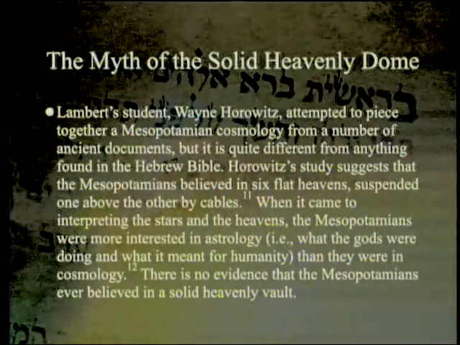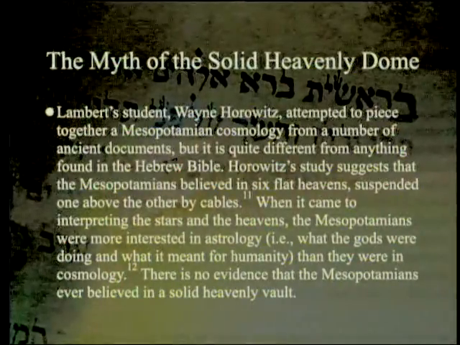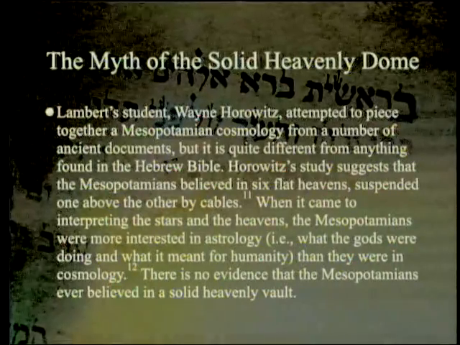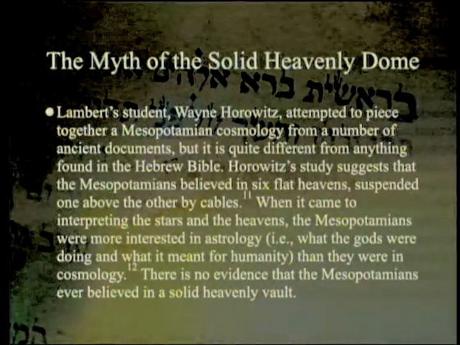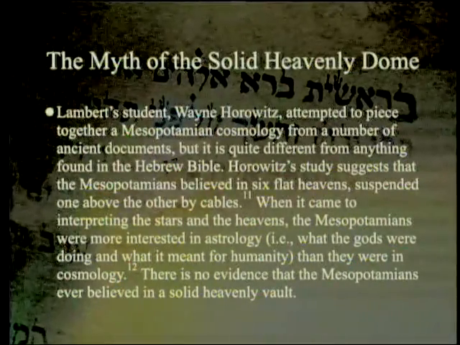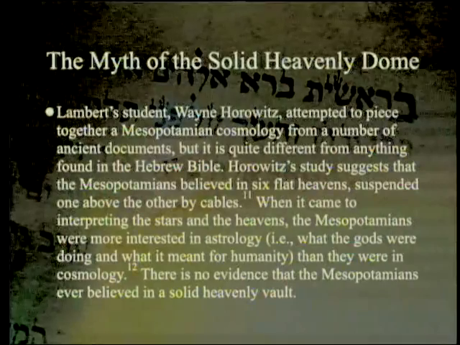Lambert's student, Wayne Horowitz, attempted to piece together a Mesopotamian chronology from a number of ancient documents, but it is quite different from anything found in the Hebrew Bible. Horowitz's studies suggest that the Mesopotamians believed in 6 flat heavens, suspended one above the other by cables.